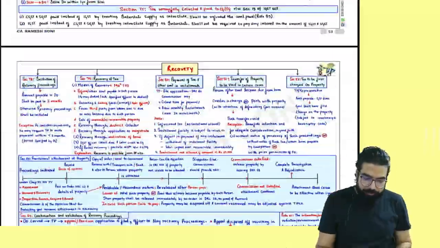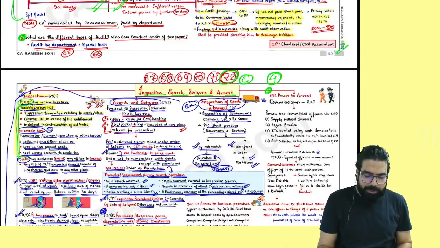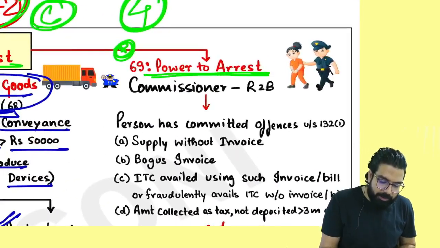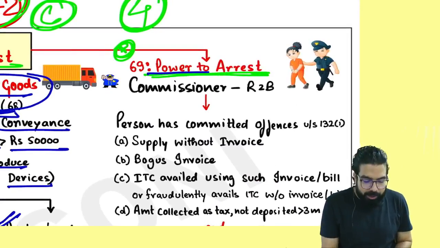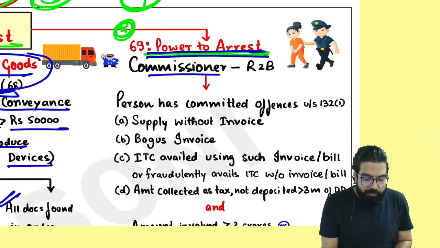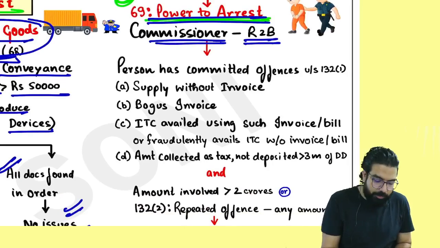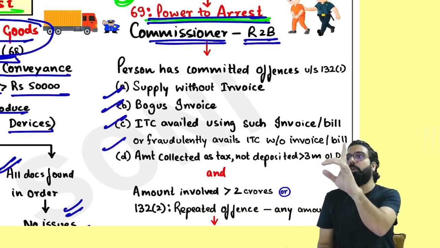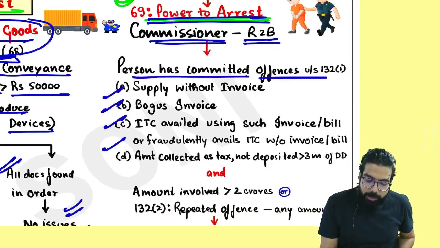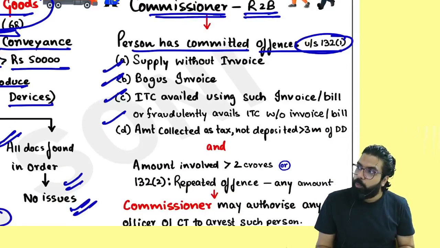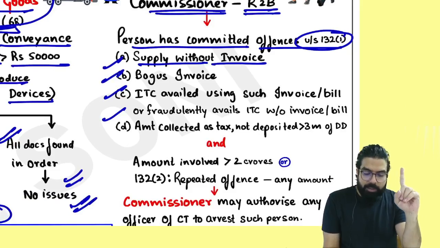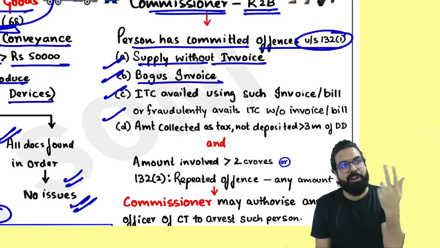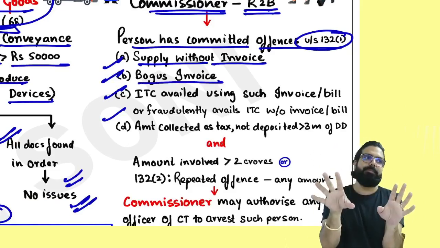Everyone, please come back. This is very, very important from the exam point of view. When can a person be arrested? Power to arrest: if the commissioner has reason to believe that you have committed these 4 offenses, listen everyone, what are the 4 offenses? Remember this properly. A person has committed an offense under section 132(1): supplying without invoice, or bogus invoice. In your exam you should call it invoice without supply.